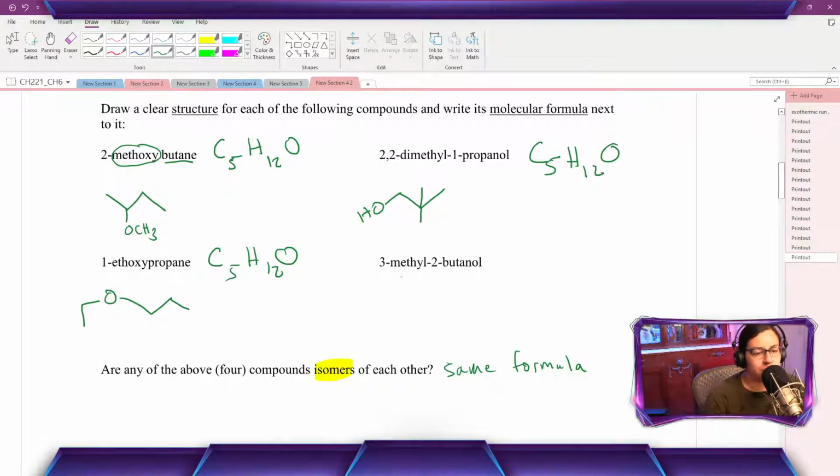And then our last one, 3-methyl butanol. Oh, excuse me, 3-methyl-2-butanol. I'm going to start with my butane, 1, 2, 3, 4. It's 2-butanol, so I'm labeling this 1, 2, 3, 4. OH is there. Now I need my methyl, on carbon 3. Let's count up our formula. 1, 2, 3, 4, 5 carbons. H, 1 through 12.